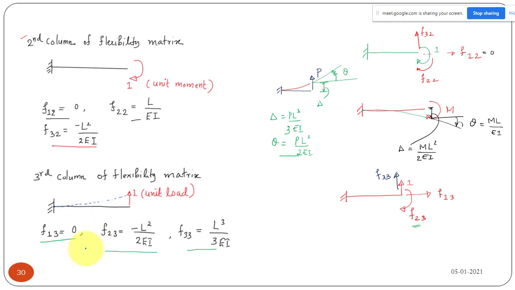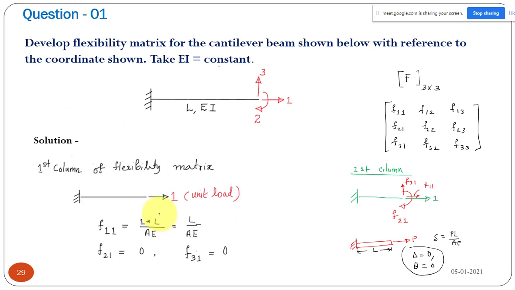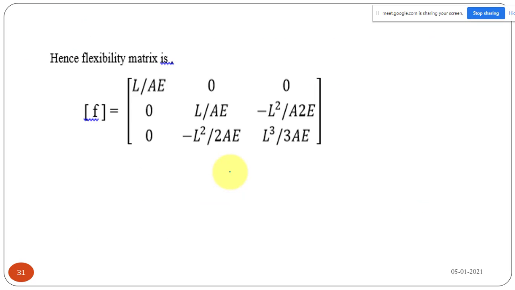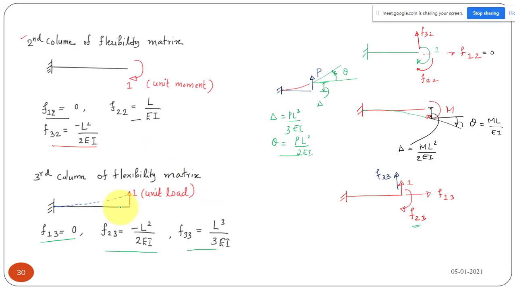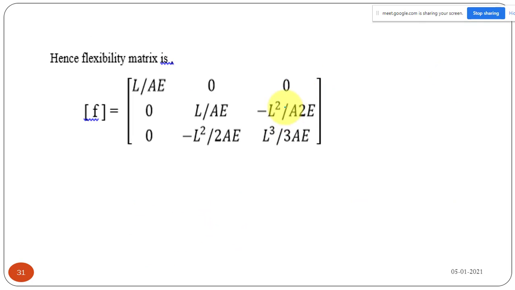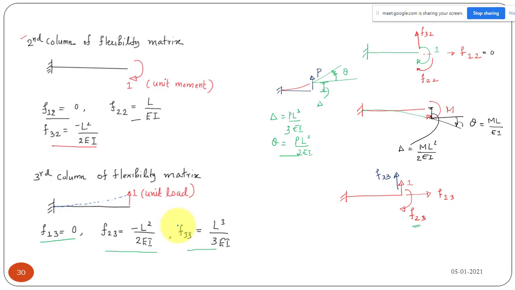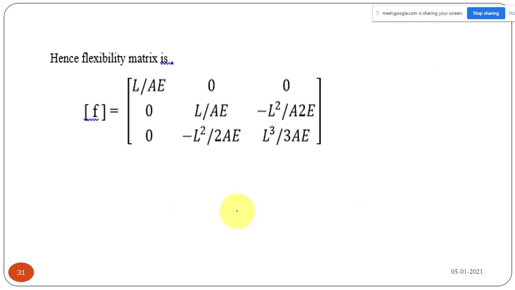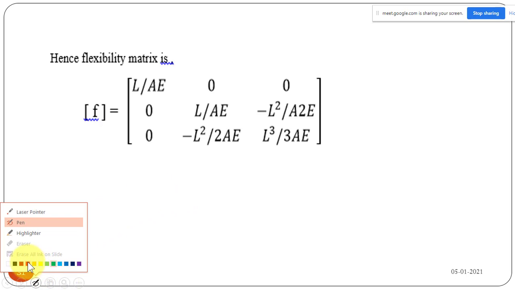So this is my third column. Finally, this is my second column and this is my first column. So maybe we can write all those things. Third column is 0, minus L square by 2 EI, and L cube by 3 EI. Sorry, what is this? 0, minus L square by 2 EI, and L cube by 3 times EI. Okay, so this is EI, not AE.